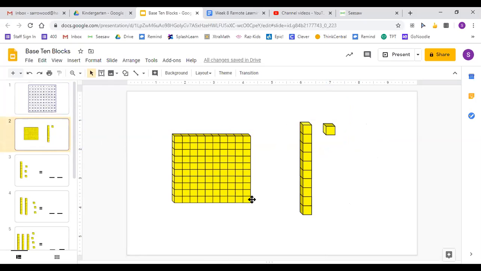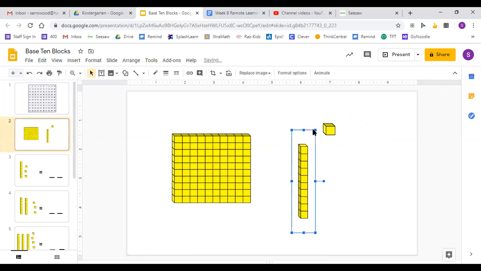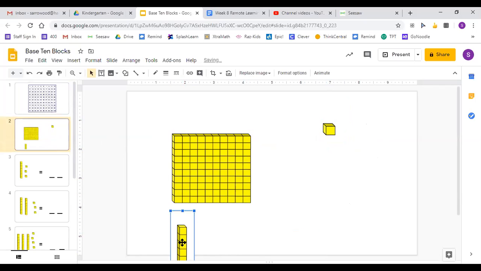Does anyone know what this is? That's 100. So if I take my 10 stick and I put it over here and I make it 10 times, I would get 100. Let's take a look. 10, 20, 30, 40, 50, 60, 70, 80, 90, 100.